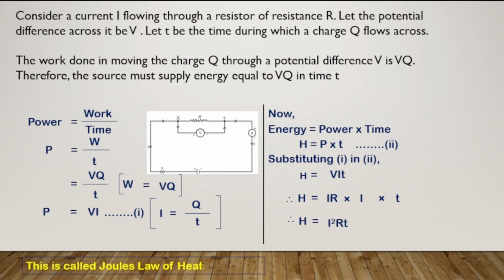So this is nothing but known as Joule's law of heating. A very commonly asked question: what is Joule's law of heating, and derive the formula for Joule's law of heating. Or else they can also ask the factors on which heating effect depends. So these are the three factors: one is I, that is current, R, that is resistance, and T, that is time.